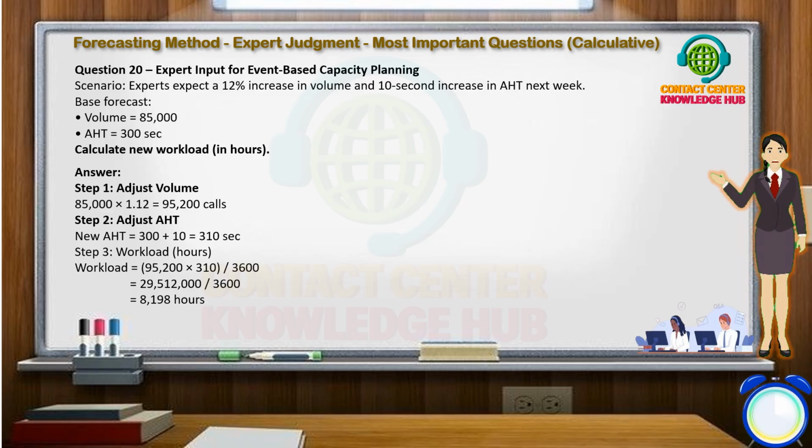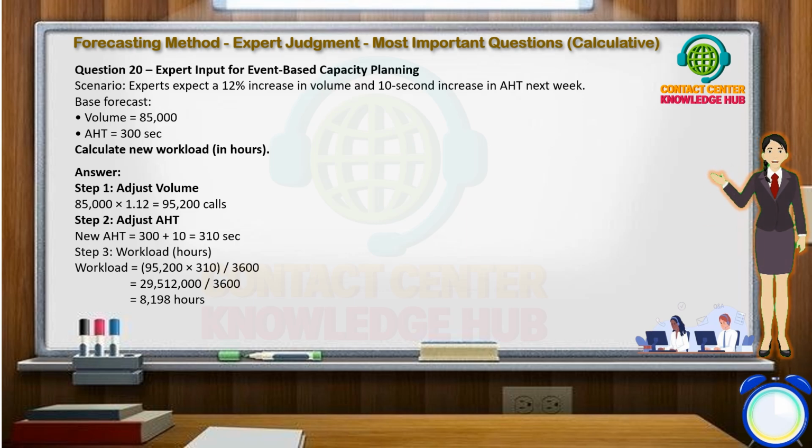Step 2. Adjust the AHT. New AHT is equal to base AHT plus increase. So, 300 seconds plus 10%, which is 30 seconds, equals 330 seconds. New AHT becomes 330 seconds.